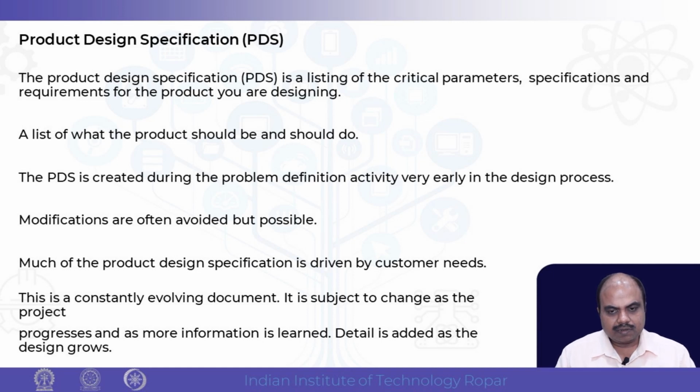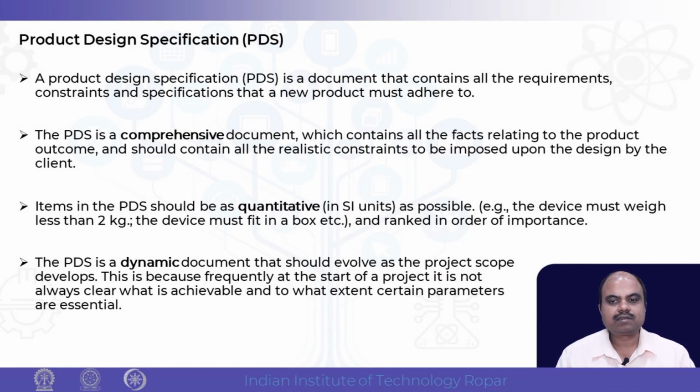It is an evolving document and it is changing also. The details of this we are going to discuss soon. If you have a product design specification, this document will have requirements, constraints, and specification of a new product. This is basically a comprehensive document which consists of the product outcome, and one should consider realistic constraints imposed upon the design by the client. Realistic constraints we have to see.